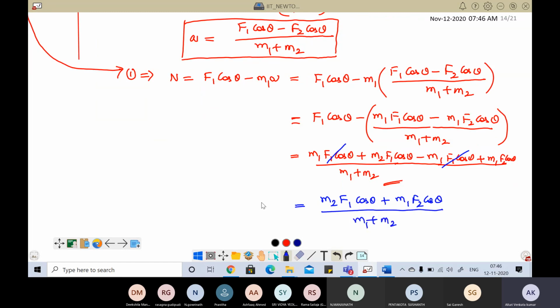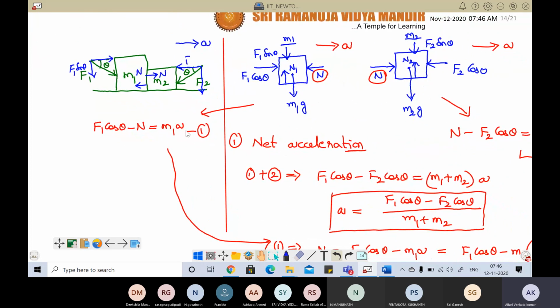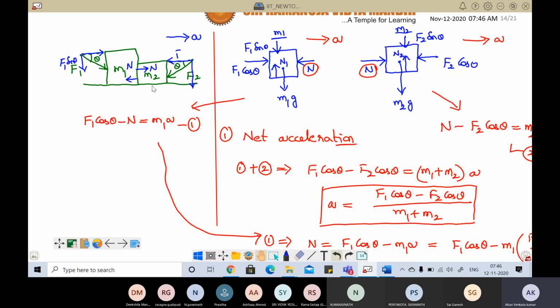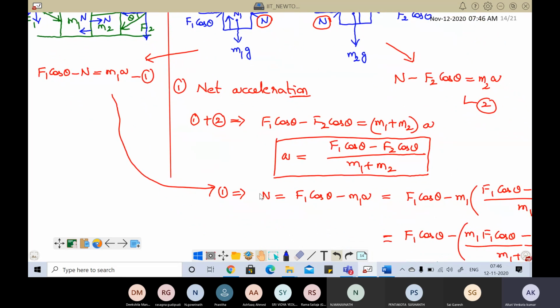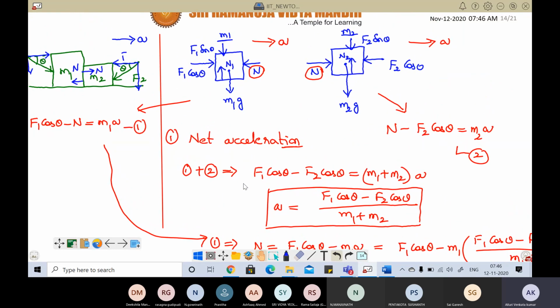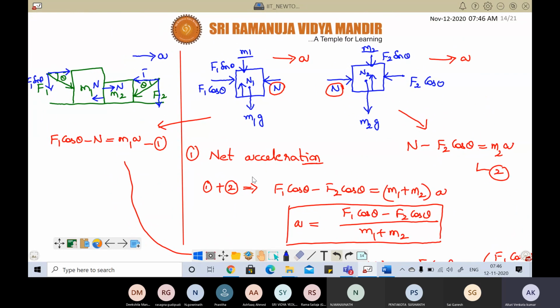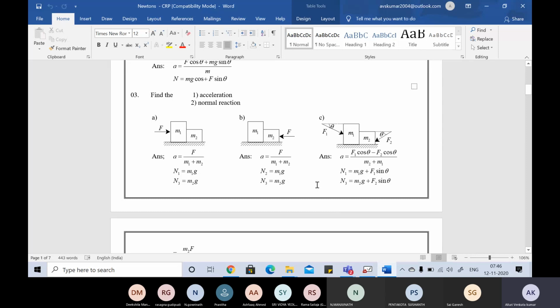This is the normal reaction between the two blocks. That's how you should find it out. Okay, is it clear? Sai Ganesh? Yes, sir. Any other doubt? No, sir. Anybody else has any other doubts in this?